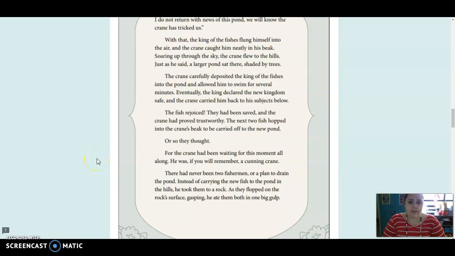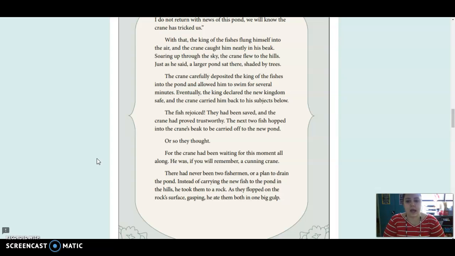With that, the king of the fishes flung himself into the air, and the crane caught him neatly in his beak. Soaring up through the sky, the crane flew to the hills. Just as he said, a larger pond sat there, shaded by trees. The crane carefully deposited the king of the fishes into the pond and allowed him to swim for several minutes. Eventually, the king declared the new kingdom safe, and the crane carried him back to his subjects below. The fish rejoiced. They had been saved, and the crane had proved trustworthy.